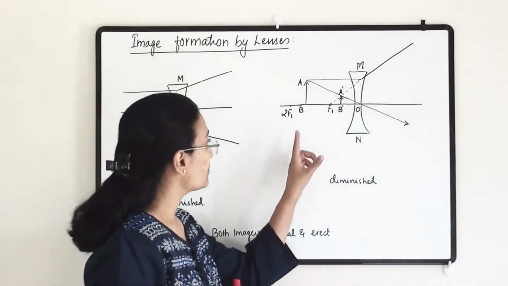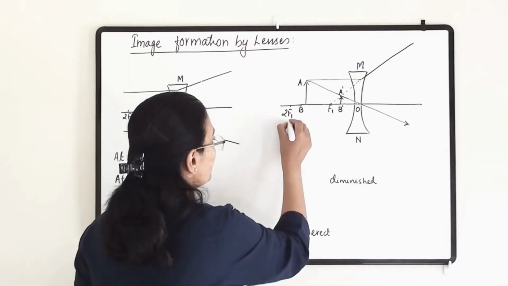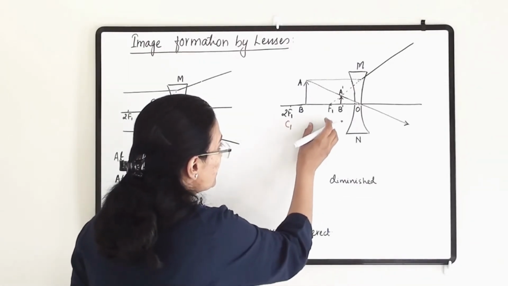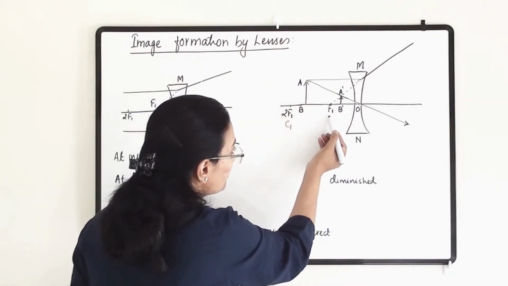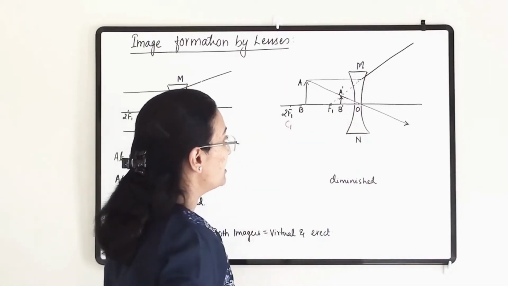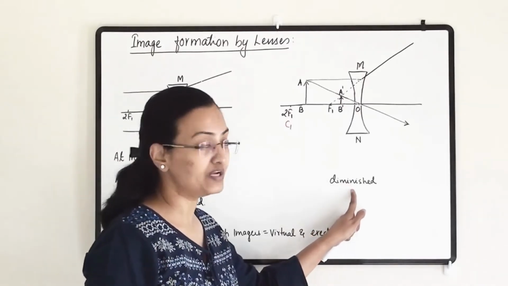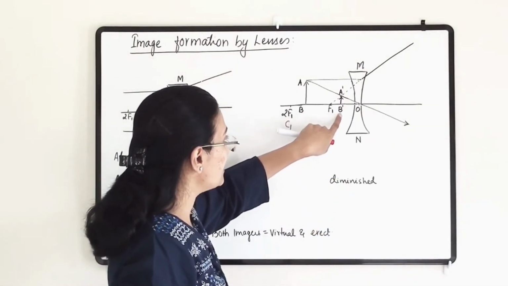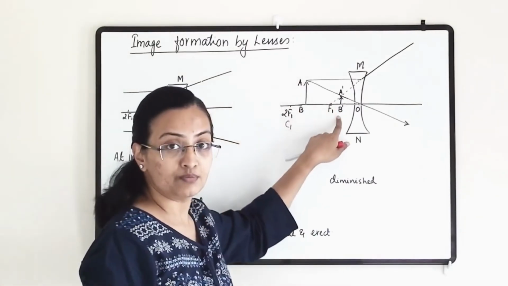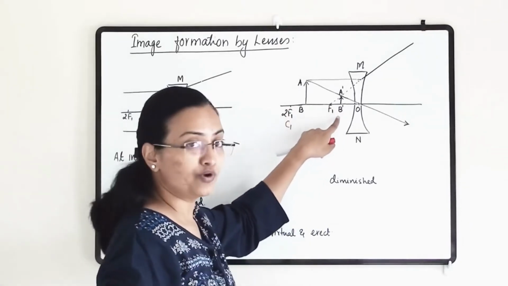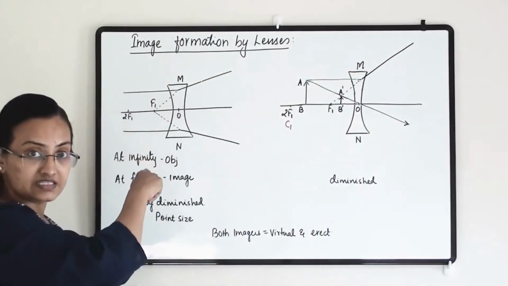In the second case, when we are keeping the object in between the center of curvature C1 and f1, we get the image in between the focus point and the optical center. That image is also virtual and erect, and it is highly diminished. It is a very small size image; as we can see, compared to the size of the object, the image size is very small, and it is going to be on the same side. Here also we get the image towards the same side.